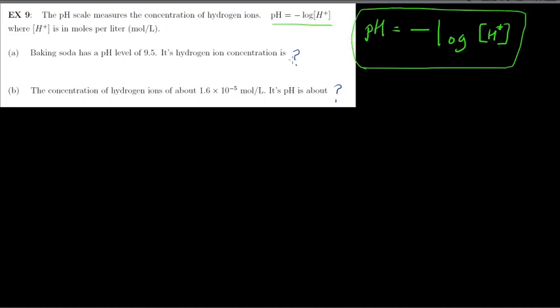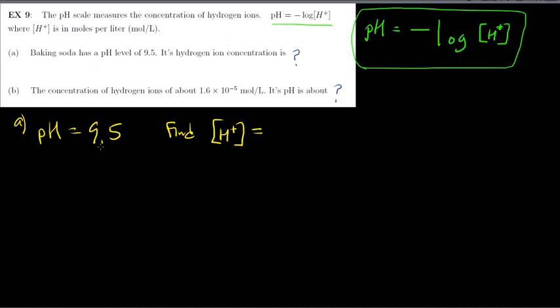It's right here. Okay, and so part A says that baking soda has a pH level of 9.5. So what is its hydrogen ion concentration? In other words, we want to find the concentration of hydrogen ions. Okay, so how do we do that? Well, let's just use the formula.